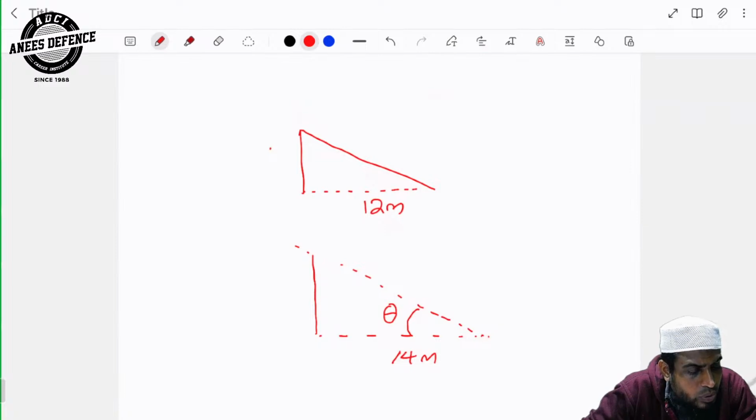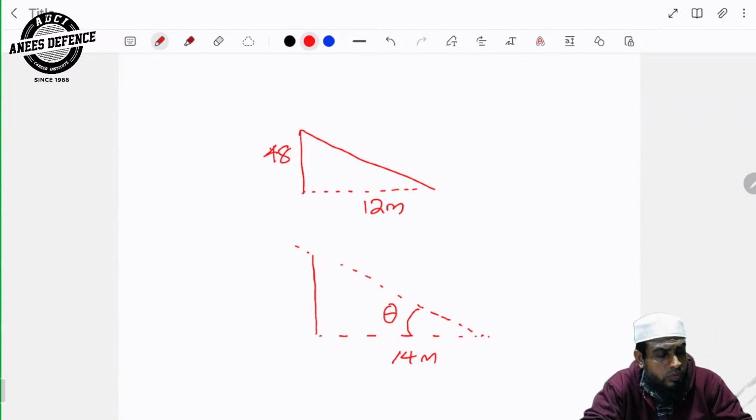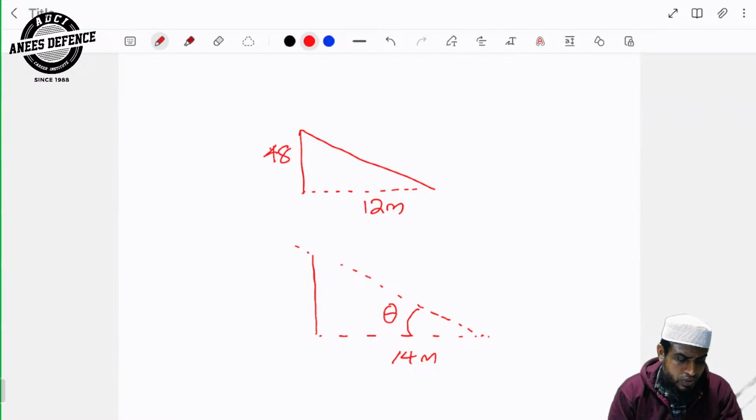The question is: two vertical poles cast shadows of length 12 meter and 40 meter on a road. If the length of the first pole is 48 meter, then find the length of the second pole.